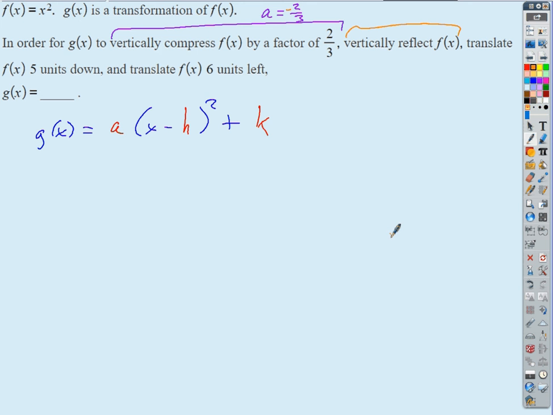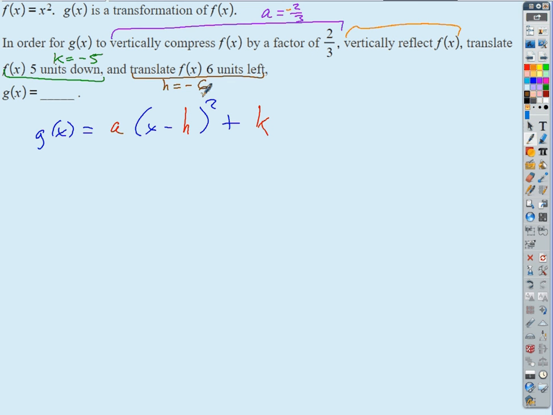Okay, what about this one? What if I'm translating 5 units down? That's our k, isn't it? So that's telling us k equals what? Negative 5. Okay, and then finally, what if we're translating 6 units to the left? What's that? Negative 6 for h. I'm just plugging that stuff in, right?